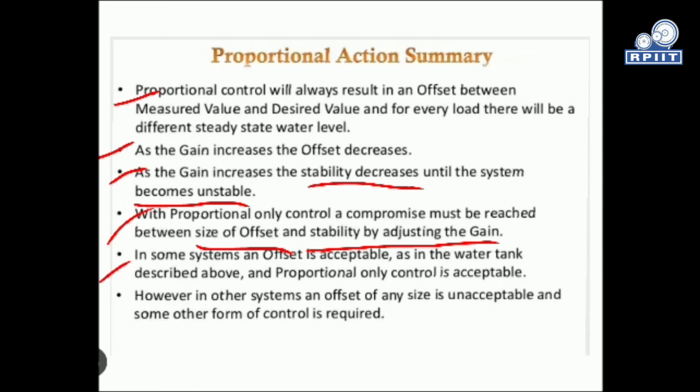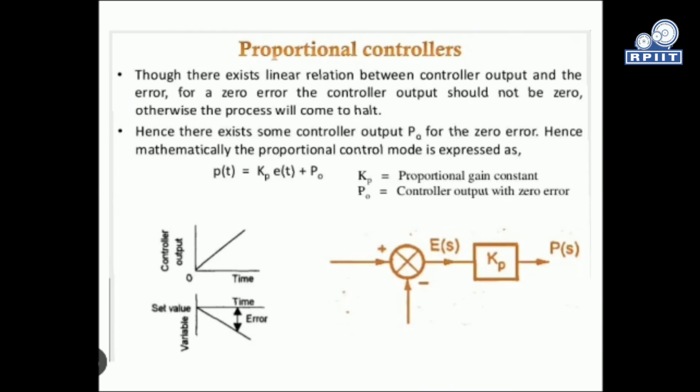In some systems it will be acceptable, like in an automatic water tank, but in other systems an offset of any size is unacceptable and some other control is required. There are a number of cases where we can't consider the offset value in comparison to stability, so stability will be the priority. So this is the proportional controller design.